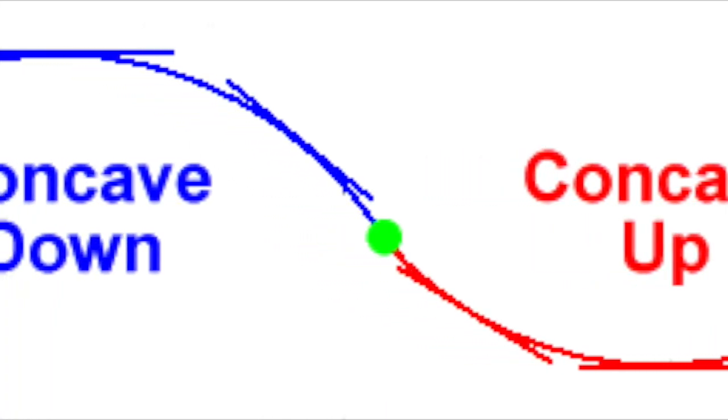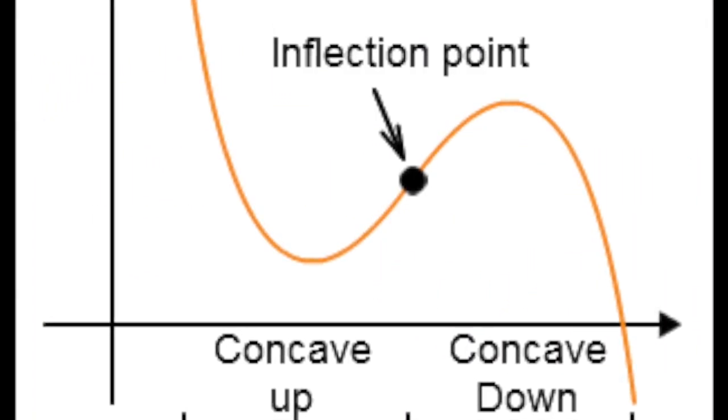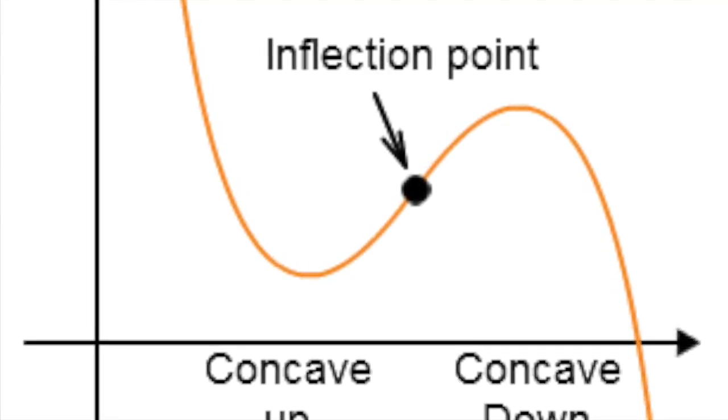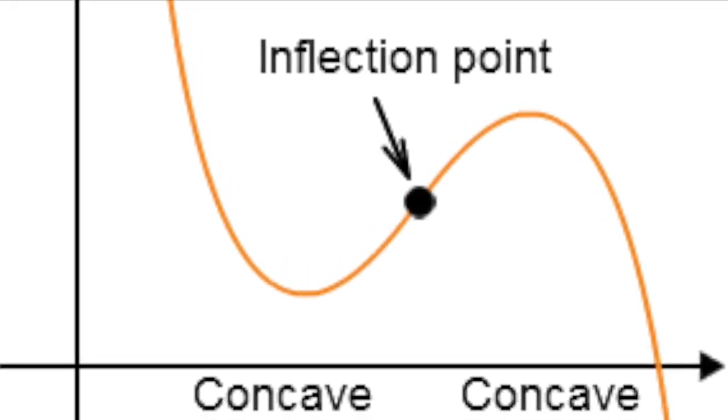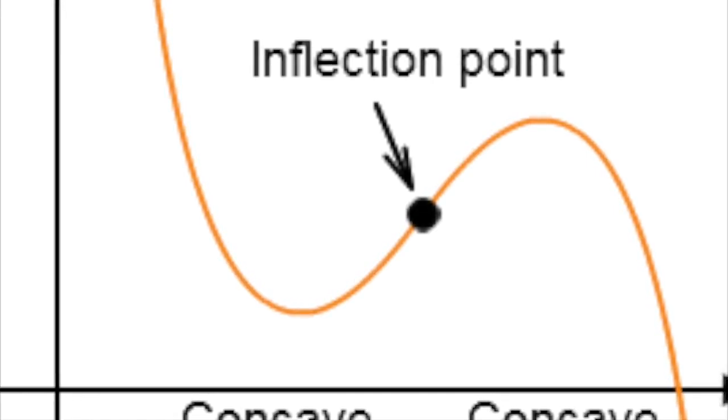Concavity is having an outline or surface that curves inward like the interior of a circle or sphere. A point of inflection is a point on a curve at which the curve changes from being concave down to concave up or vice versa.